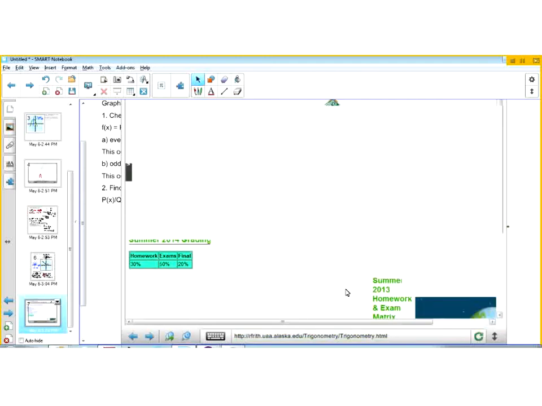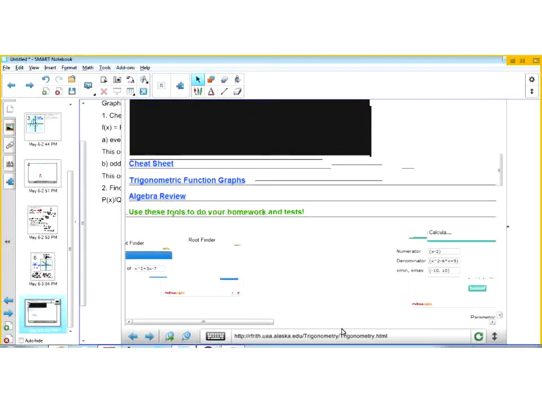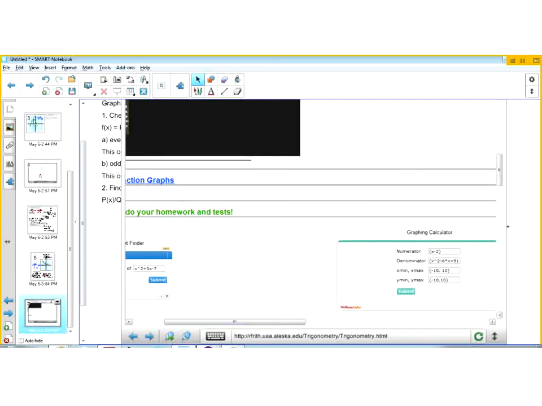All right, so we'll go here, and let's go back. Let's go down for the graphing tool. There it is. Okay. So let's consider this.